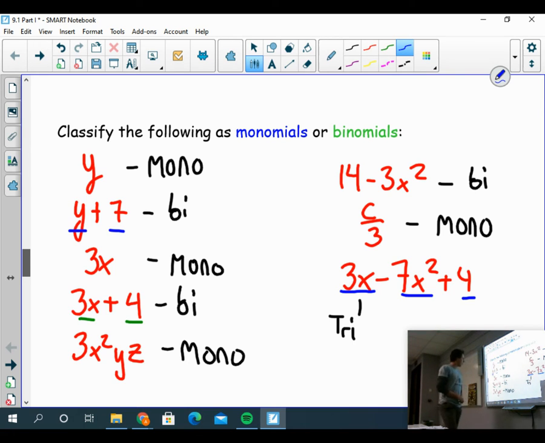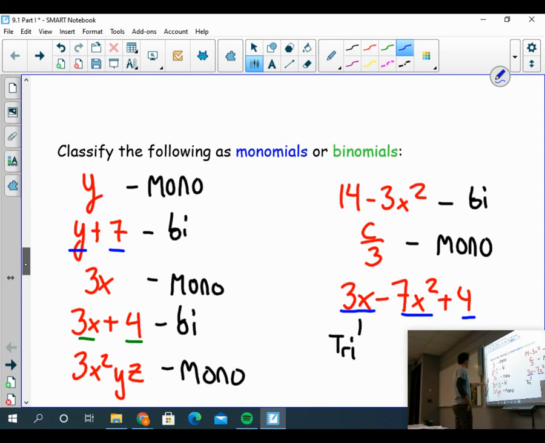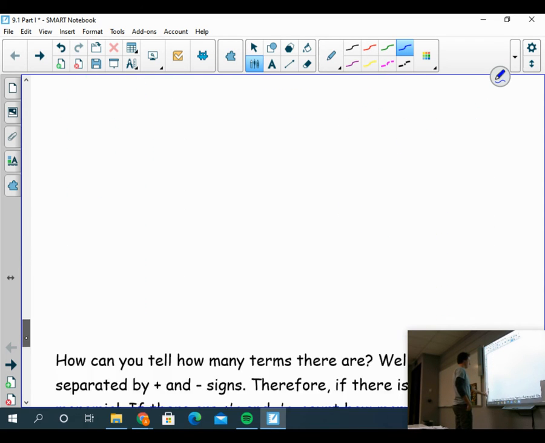Okay, so a shortcut: look at how many plus or minus symbols there are and add 1, and that will always give you the number of terms. Again, the big idea here is to know how many terms are present, we need to look at how many plus or minus symbols there are and what is being separated by the plus or minus symbols. Okay.